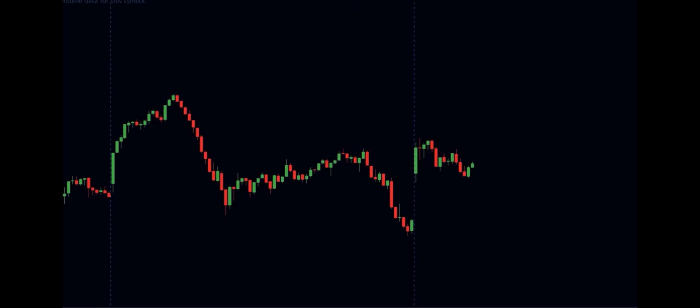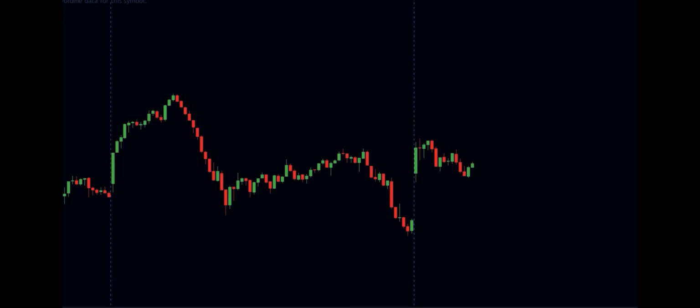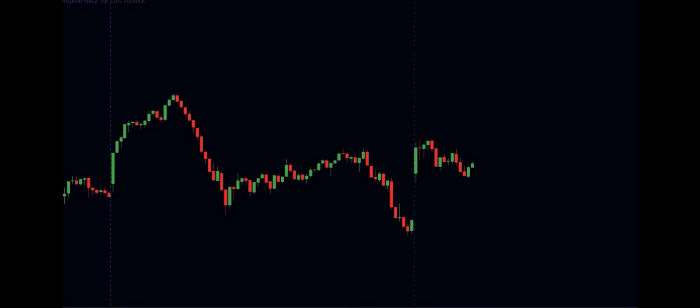You can automatically plot the previous day range by the use of a simple indicator. Simply search previous day high-low in the indicator section of your trading software, and most probably you will find an indicator for that. If you can't find an indicator, you can manually plot the previous day high-low on the charts. Once you plot the high and lows of the previous day, you are ready to trade.